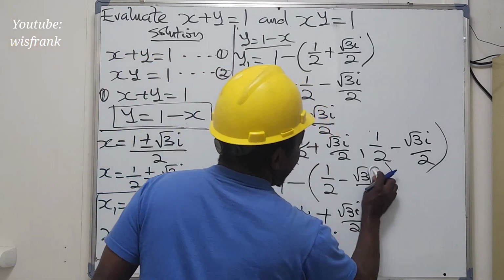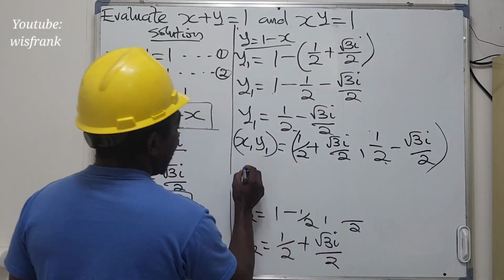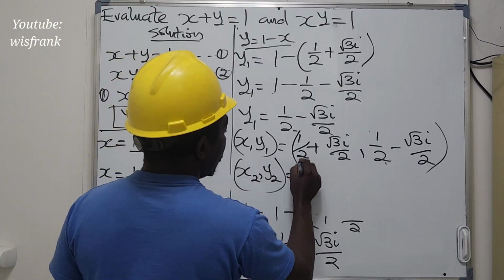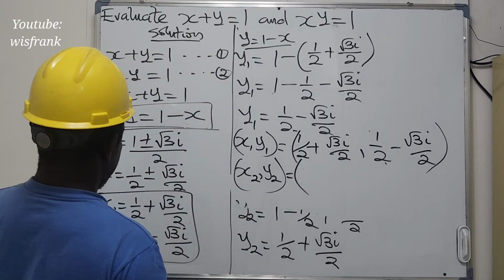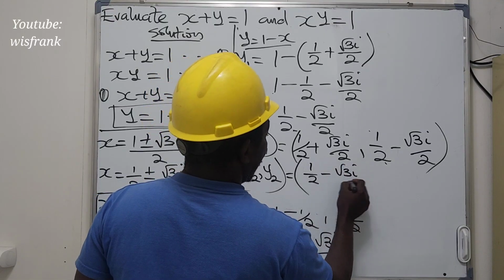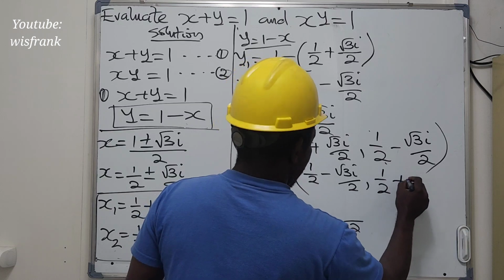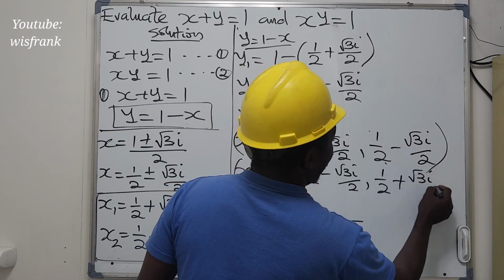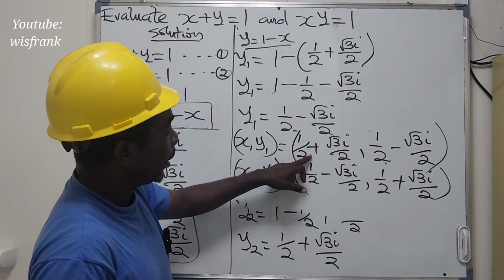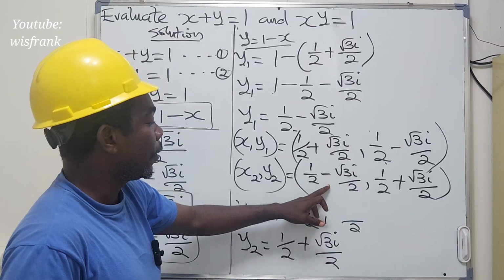So if we want to put it in our equation, this is the same thing as x2, y2 equals, we have x2 as 1 all over 2 minus root 3i all over 2, then we have y2 as 1 all over 2 plus root 3i all over 2. So this is what we have. We can see that the value of x1 equals y2 and the value of y1 equals x2.